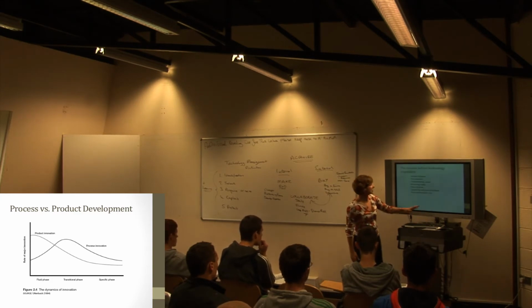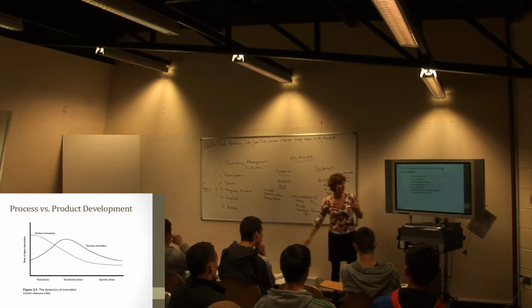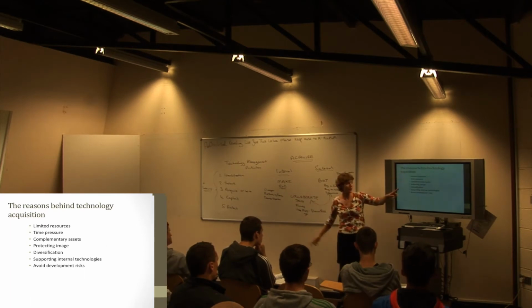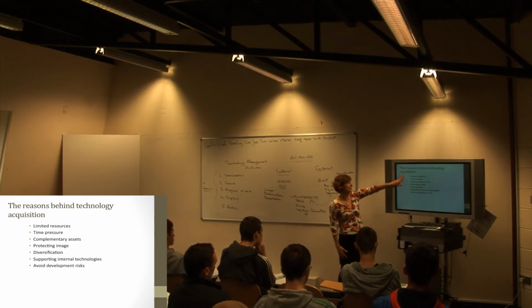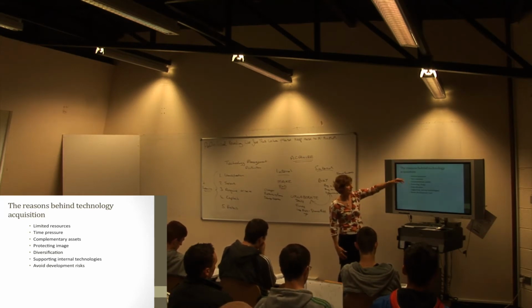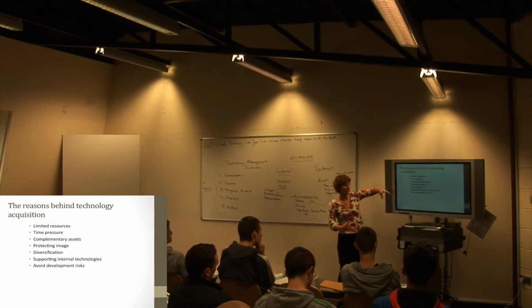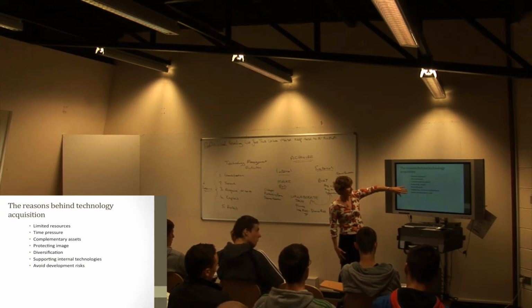The buy option, and I'm going to go through this fairly quickly. Some of the things, why would you decide to buy technology as opposed to making it internally? Some of these things we've picked up already. Your resources are limited. Time pressure, okay, so it might be you just don't have the scope, which is linked to resources. You might see a company that has complementary assets to what you have, so rather than getting involved in them yourself, you'll use them. Protecting your image, it might be that it's not your core business and you're sticking with what you're doing yourself. You might decide to acquire technology in order to diversify, to support internal technologies, or to avoid risks.